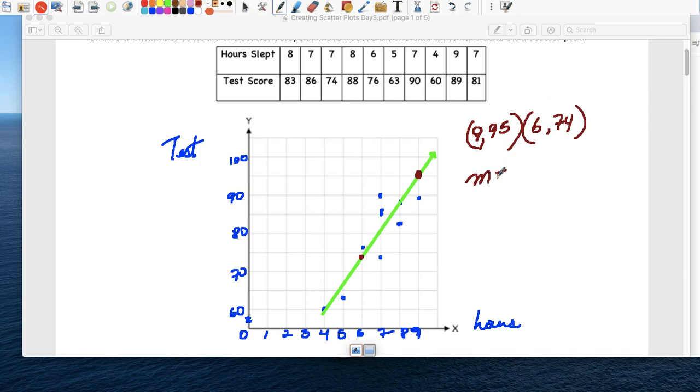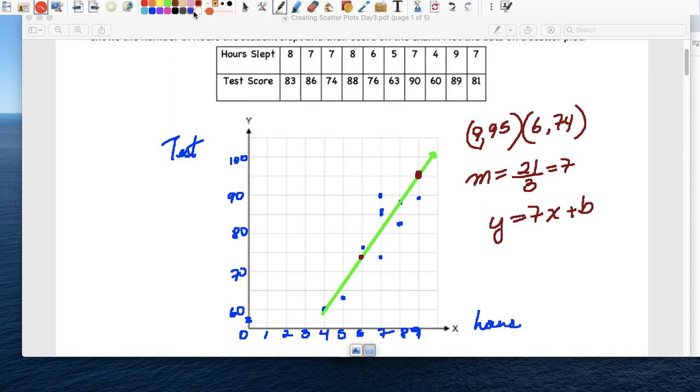So the slope, I'm going to do 95 minus 74. That's going to give me a 21. And then 9 minus 6 is 3. And my slope is 7. So my equation is going to be y equals 7x, and then I'm going to put what they mean, plus b.